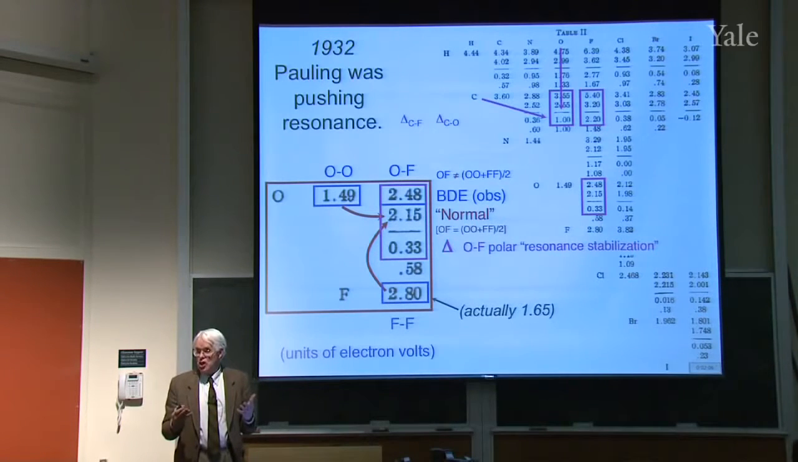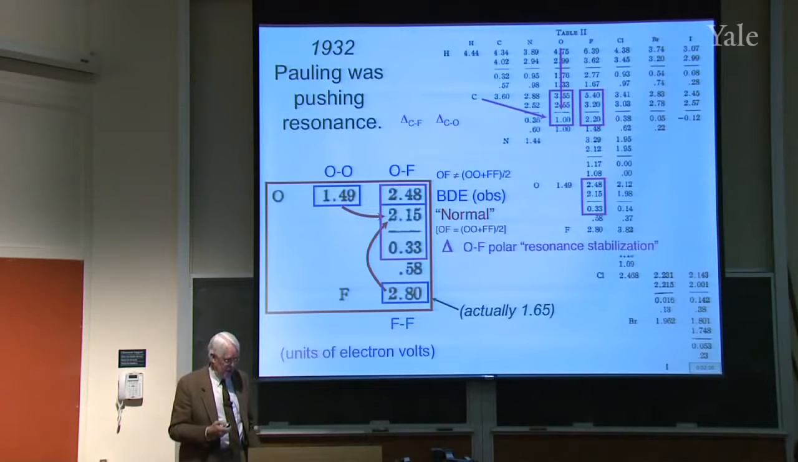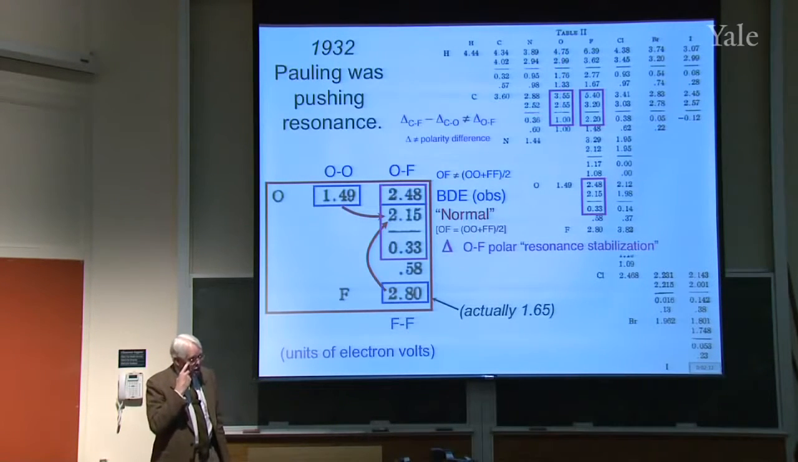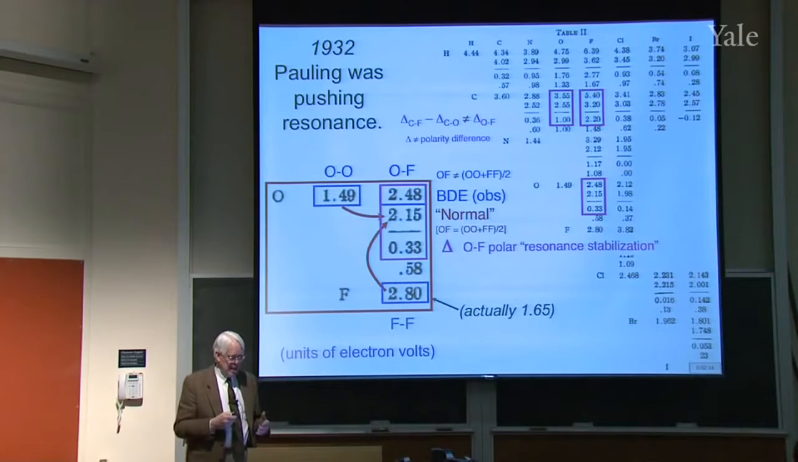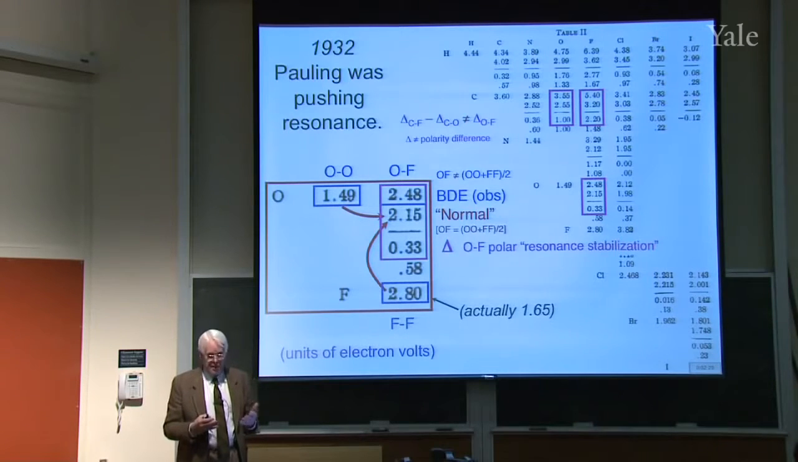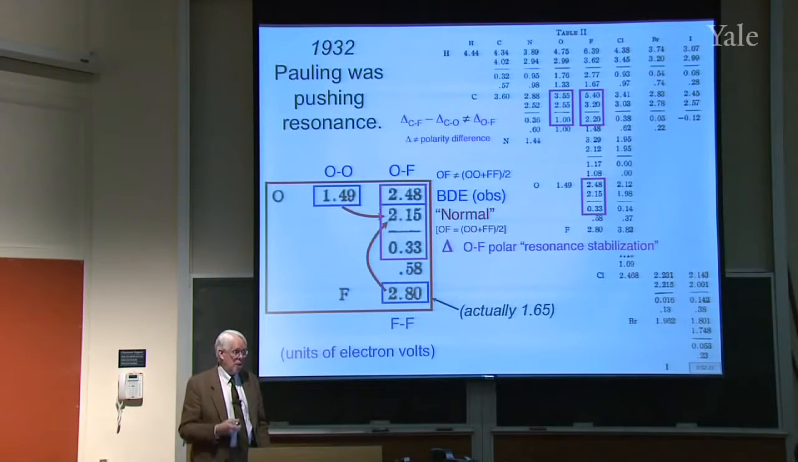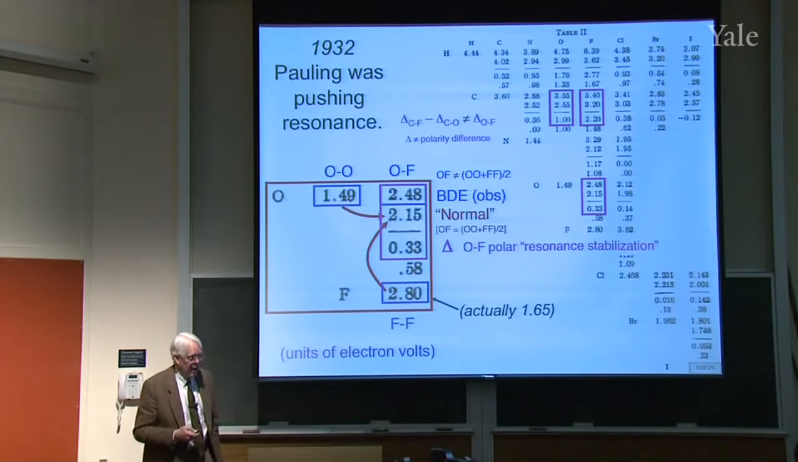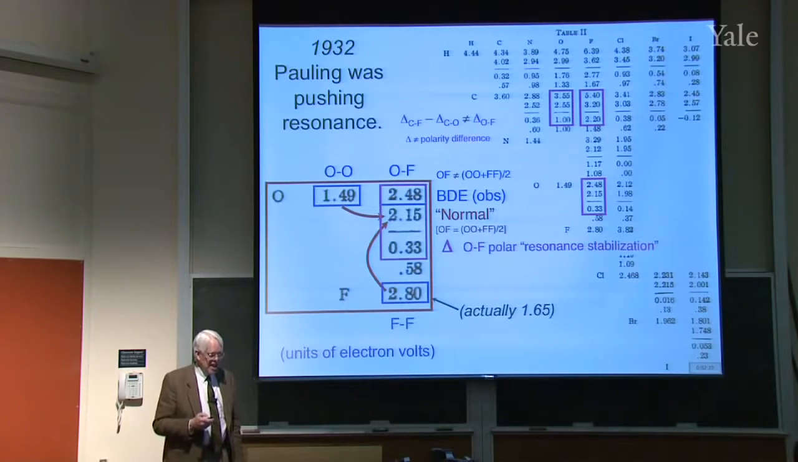Is there some relationship among these that we could have, knowing two of them, we could have predicted the third? Well, not really, because the difference between C and F minus the difference between C and O is not the difference between O and F. It doesn't work. You can't add up the polarity differences that way. But then he tried something else.